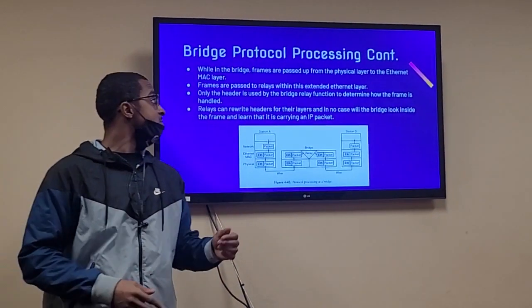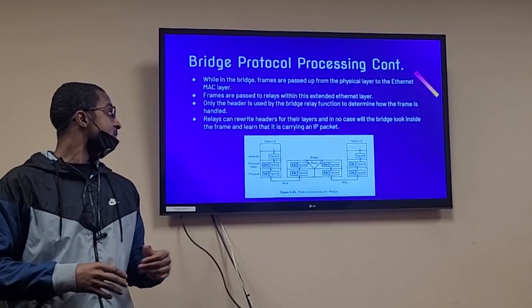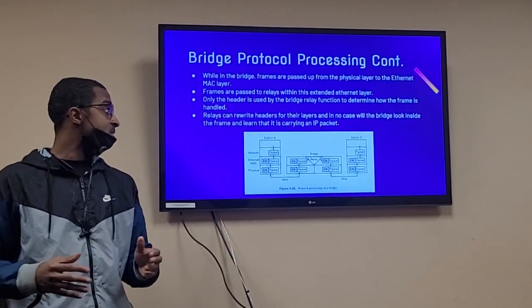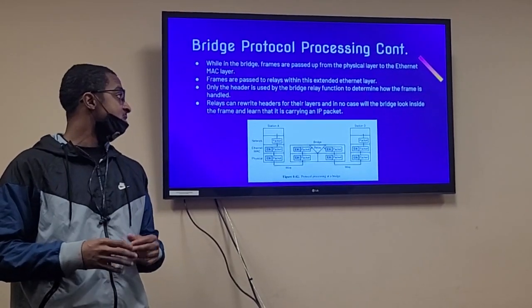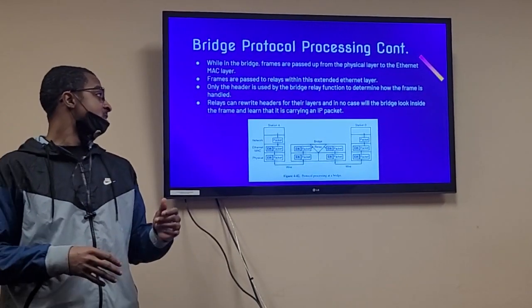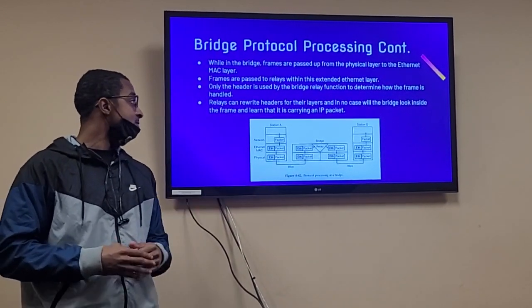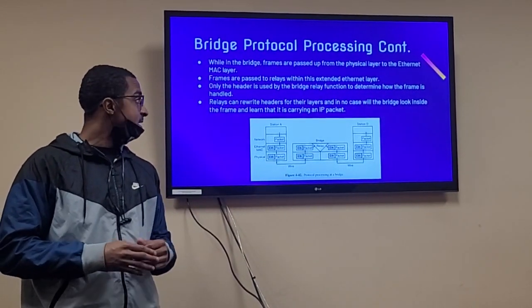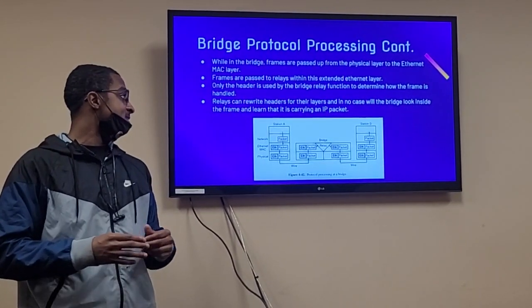While in the bridge, frames are passed up from the physical layer to the Ethernet MAC layer. Frames are passed to relays within this extended Ethernet layer. Only the header is used by the bridge relay function to determine how the frame is handled. Within the bridge, relays can rewrite headers for their layers, and in no case will the bridge look inside the frame and learn what it is carrying in the IP packet.